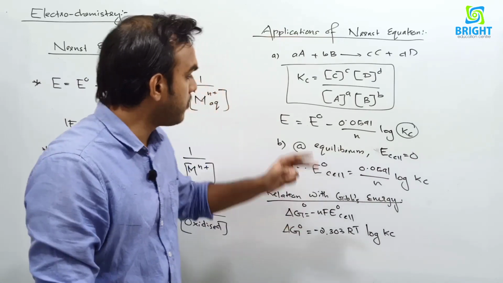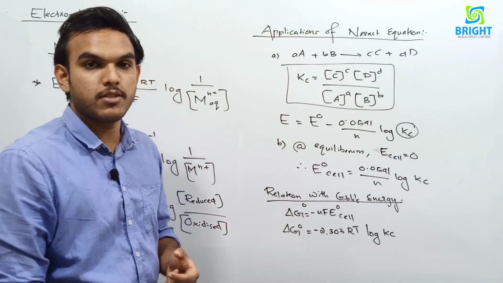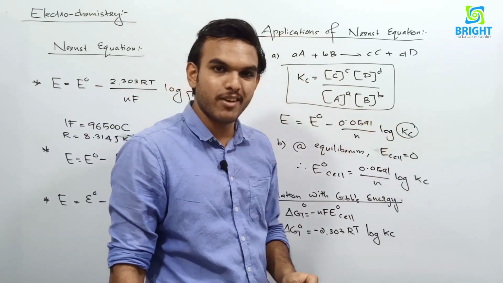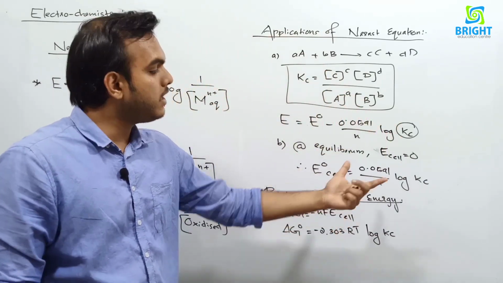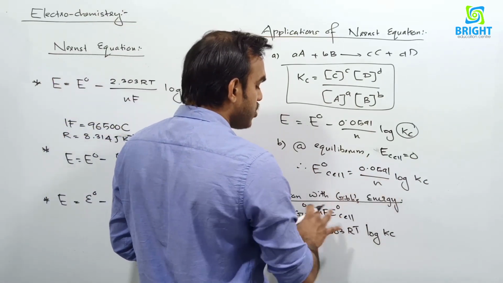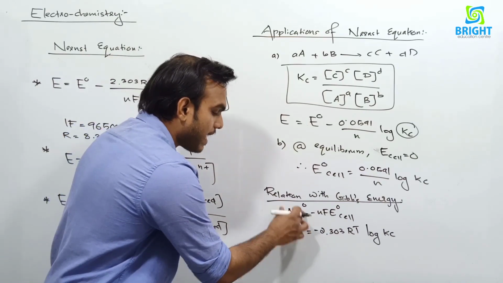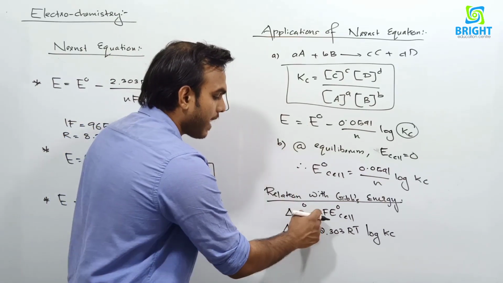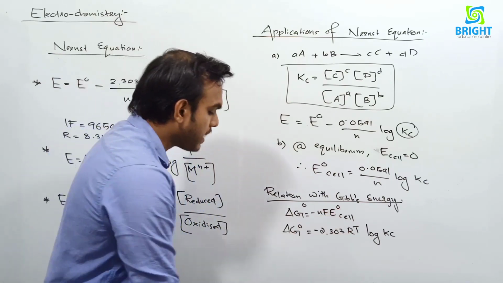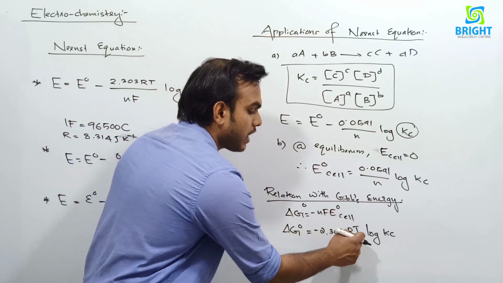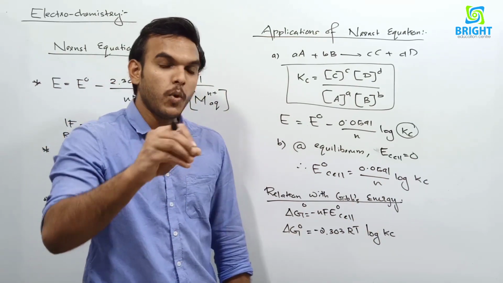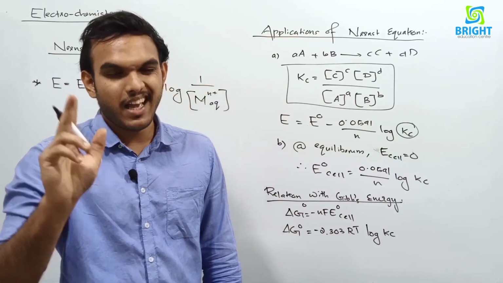Then we have 2 applications of the Nernst equation. It is used to relate E cell with the equilibrium constant Kc, or we can find the equilibrium constant Kc itself. And we can find the relationship between the Gibbs energy and this E cell. We can write that the standard Gibbs energy delta G0 is equal to minus nFE, where E is equal to E0 cell, or we can say delta G0 is equal to minus 2.303 RT log Kc. Keep these equations in your mind. We need these equations to do the problems, and we can go to the next.